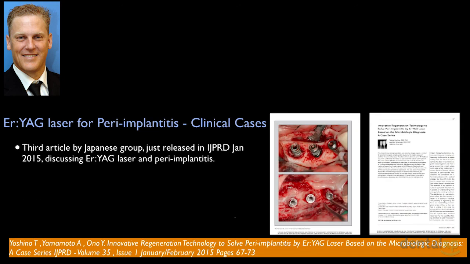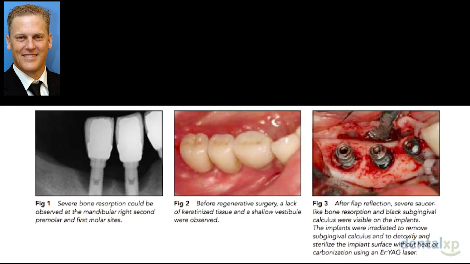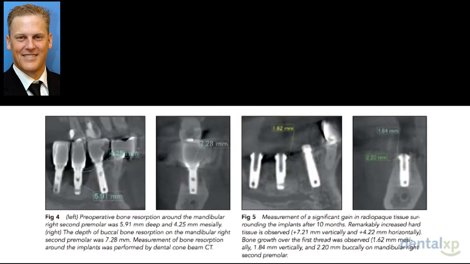And in January of this year, in the IJPRD, they looked at 2 cases, combining erbium YAG laser and also antibiotics. And what they found is that in these 2 particular cases with significant periimplantitis, they were able to reverse the process completely. You can see in this particular case, tremendous bone resorption on the left-hand side. And when the flap was opened up, you can see that they had to clean out these sites.